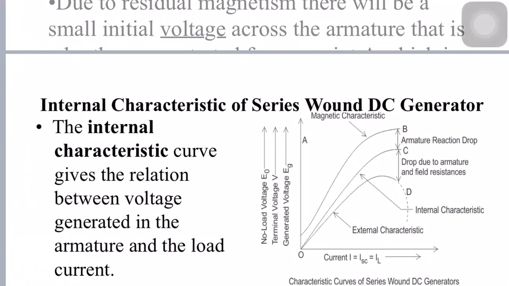So the actual generated voltage EG will be less than the no load voltage, so the curve is slightly drooping from the open circuit characteristics curve. Here in this diagram, the OC curve is showing the internal characteristics or total characteristics of the series wound DC generator. You can observe the internal characteristics curve.